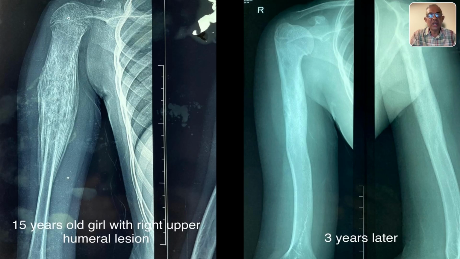So you can see the comparison on your right-hand side, the lesion at the beginning and now 3 years later.